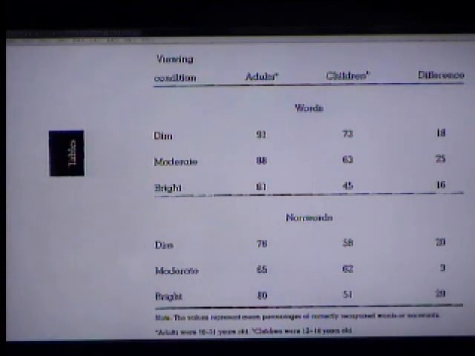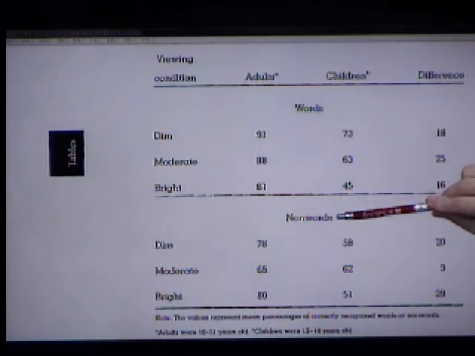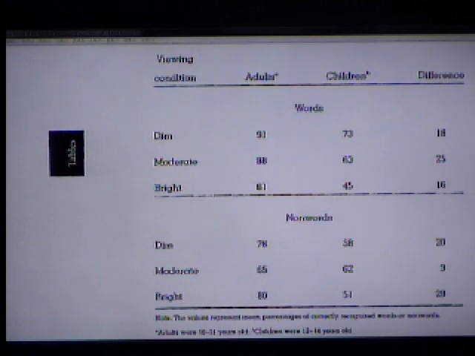Wow, example 4 is another good one, right? What do we got here? Recognition memory of words and non-words as a function of age and viewing condition. Viewing condition, okay, that means when you're looking at the words and non-words. So we have two things, words and non-words. Where are those in the table? Here, words, non-words. So it's like two measurements.